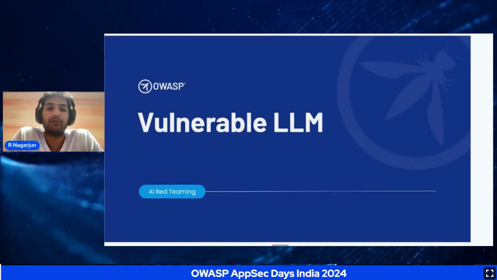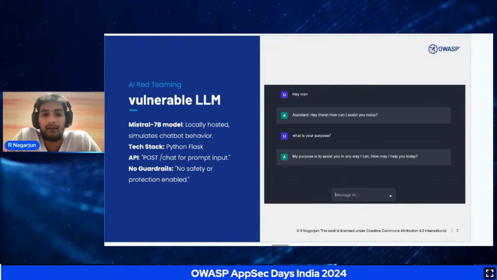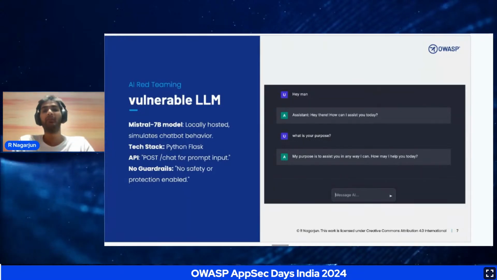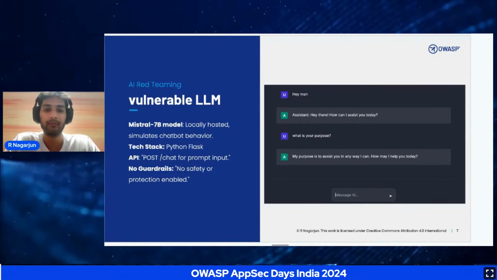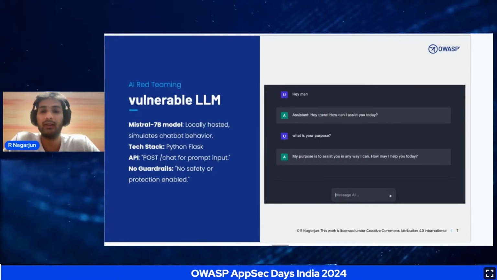I'm going to show an actual vulnerable language model that is hosted locally on my machine. So let's start with the vulnerable language model. I have hosted a language model. I've downloaded it from Hugging Face. It's a 7 billion parameter model, and I've built a Python Flask server around the model. So whatever inputs I send are going to be sent to the language model for output, and the output would be shown in the UI using the Flask server only.